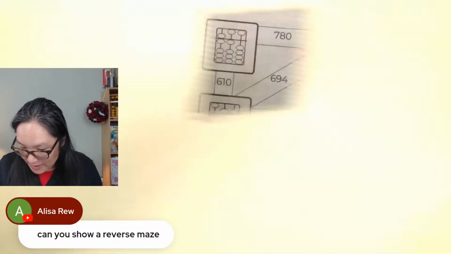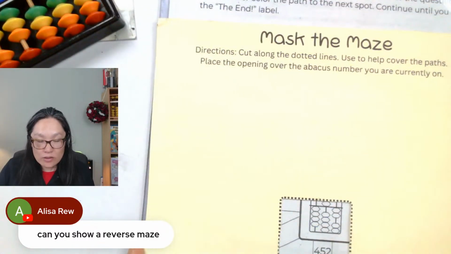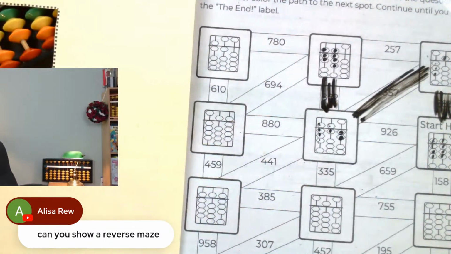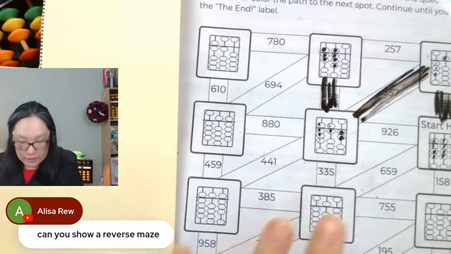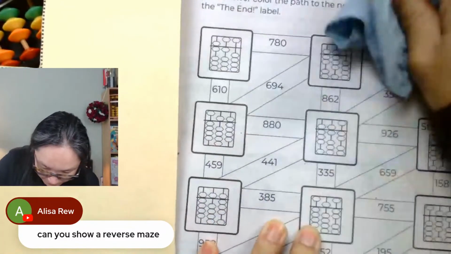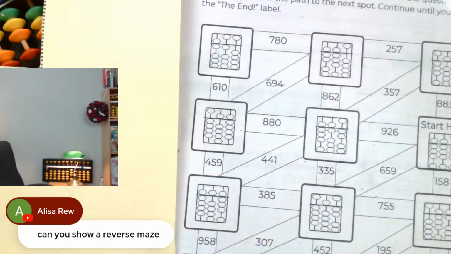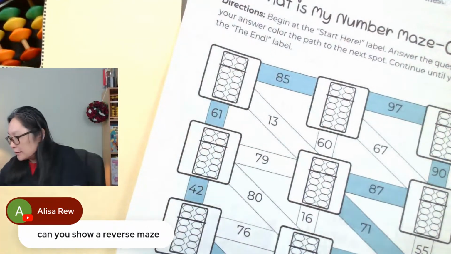So yeah, that's what this maze is. And I made this mask the maze, and this is also part of the book. Oh, sorry, didn't finish yet. Okay, and then there's answers to everything. I think that's what takes the longest is to create my answers. So here is the reverse maze.